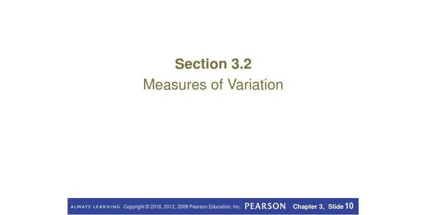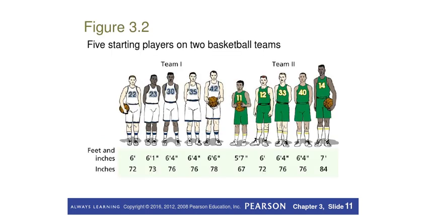The other measure that we want to take care of is called the measures of variation, and the measures of variation tell us how widespread the data is, how far spread out is everything. So, for example, let's consider these two basketball teams, right? There's 5 players on both teams right here. The average height in both of these teams is 76 inches, right? The average is 76 inches.